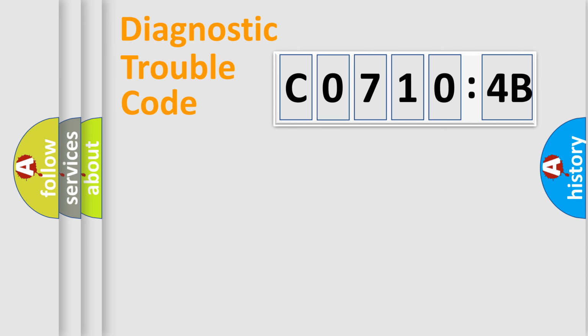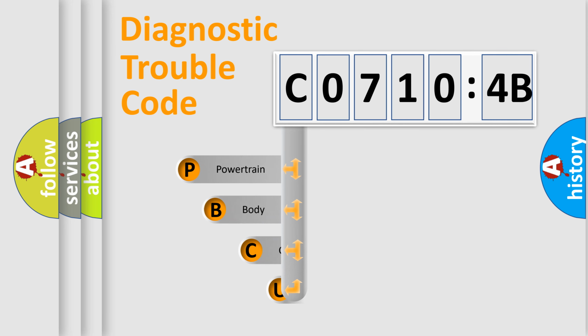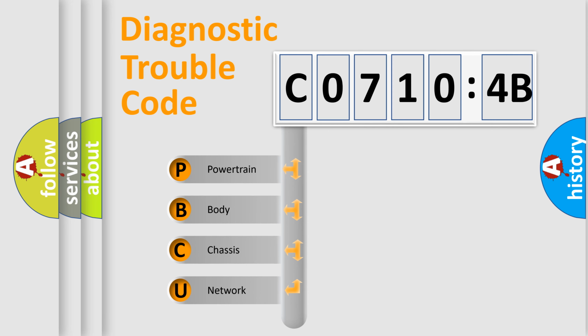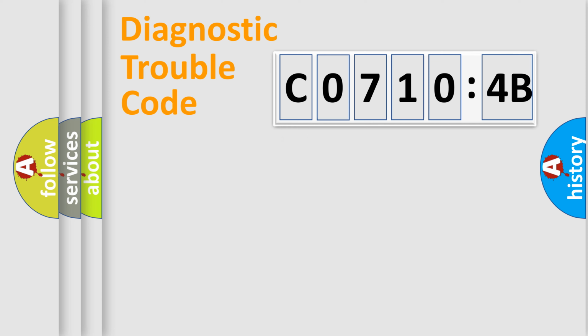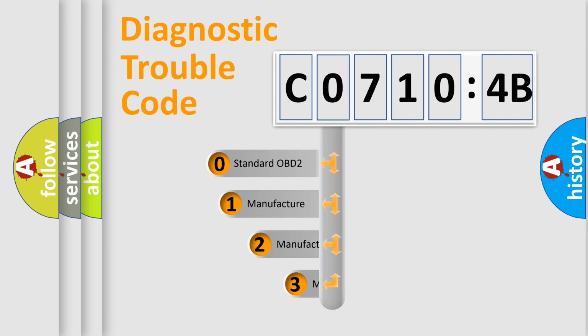Let's do this. First, let's look at the history of diagnostic fault code composition according to the OBD2 protocol, which is unified for all automakers since 2000. We divide the electric system of the automobile into four basic units: powertrain, body, chassis, network. This distribution is defined in the first character code.